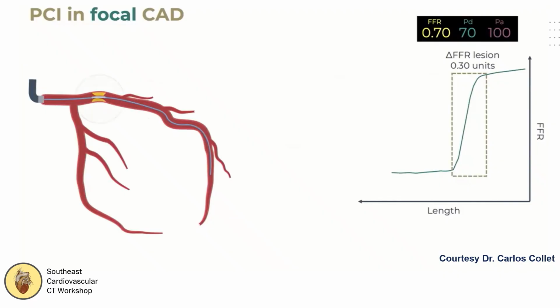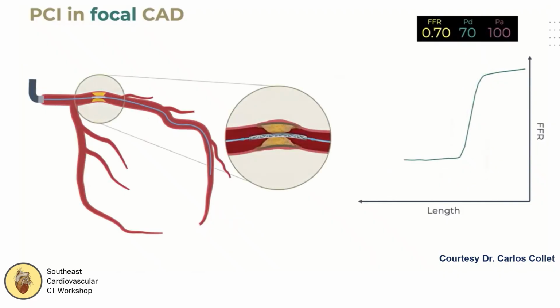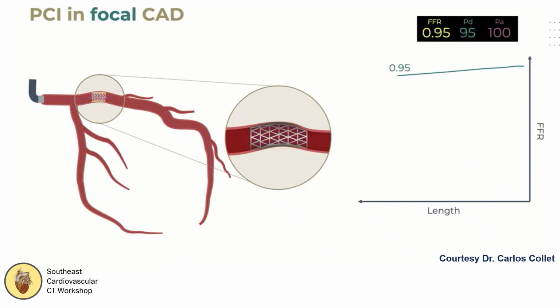the lesion. And then after we put a stent in, we inflate the balloon, look what happened with the curve. So all of this gap, all of this jump that we saw first, it pretty much flattens. We went from 0.7 to 0.95. So now there's just like a 5% pressure drop, which is non-significant.